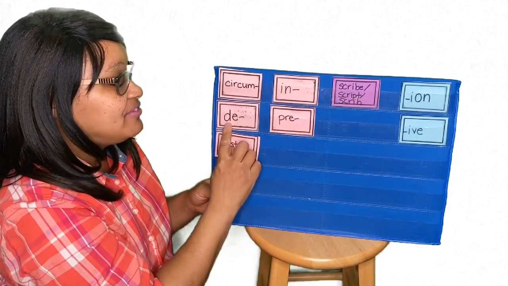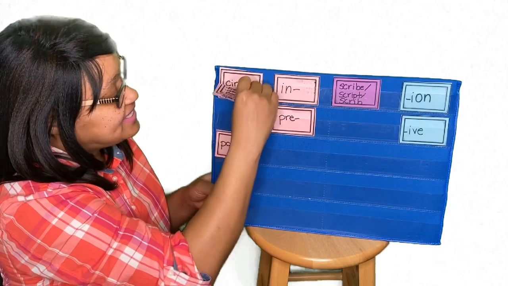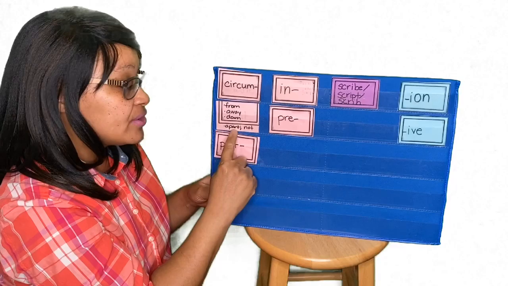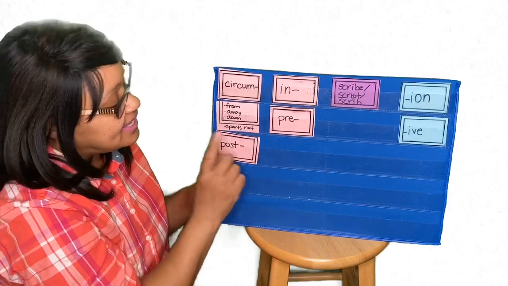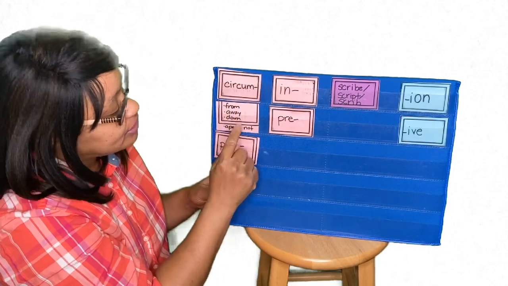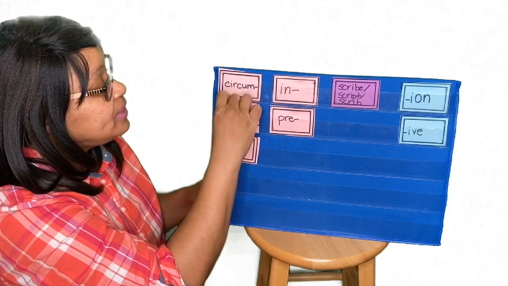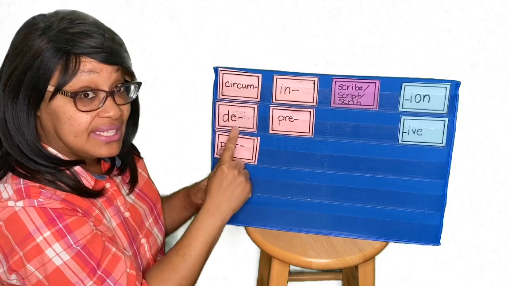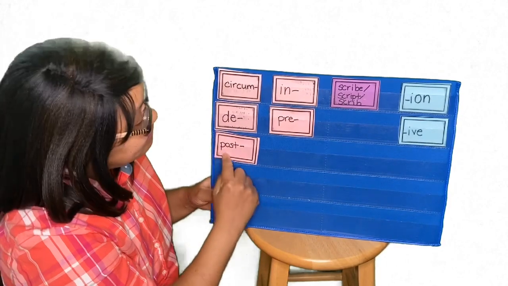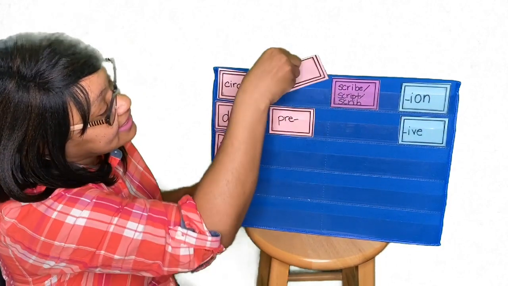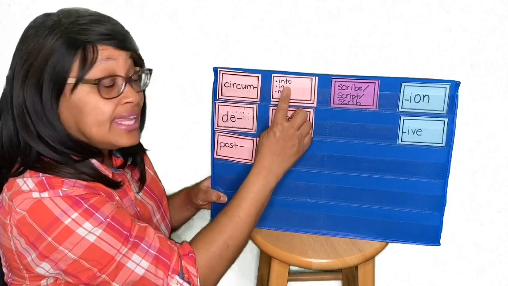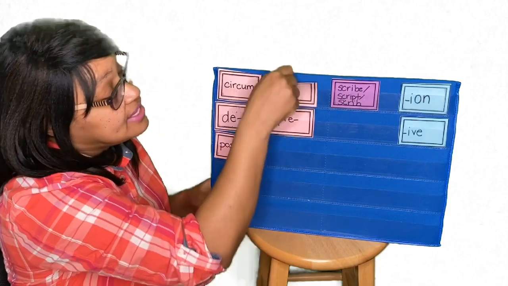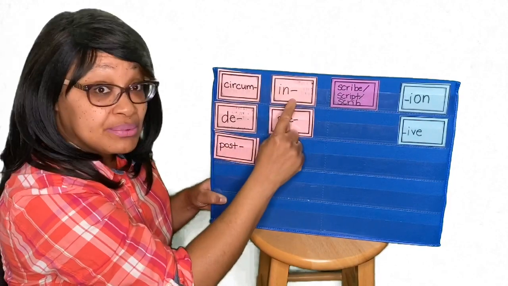Then we have the prefix de. De means from, away, down, apart, or not. This happens to have 5 meanings, so we consider this a multi-prefix. It has multiple meanings. Then we have the prefix in. In means into, in, or not. So in has 3 possible meanings. So this is considered a multi-prefix.